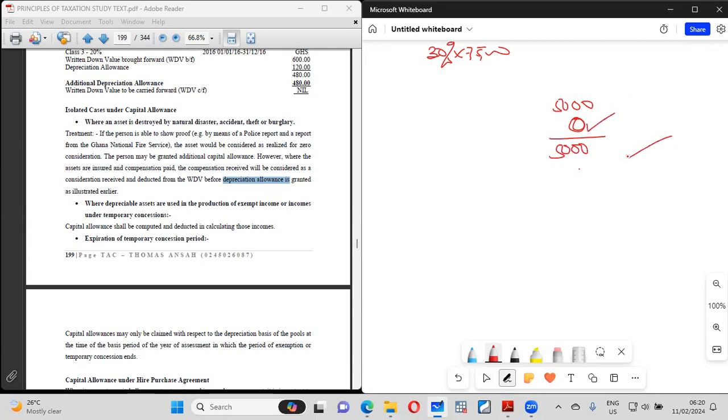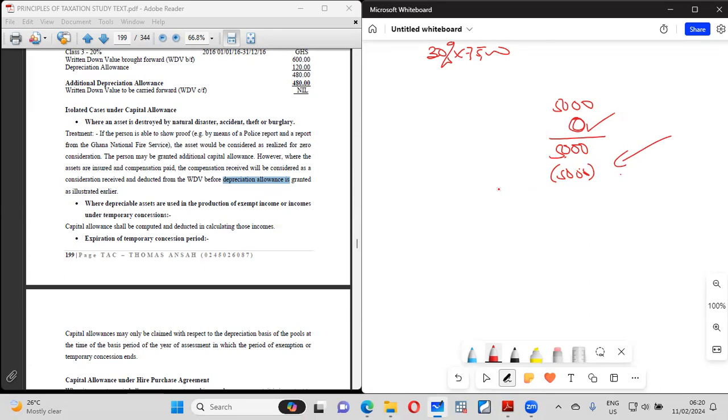If you now insure it and the insurance company is giving you the money, let's say the 5,000, it means that the proceeds that you receive is now what? The 5,000. All right. So that is basically what we are saying. Okay. I hope you had that.